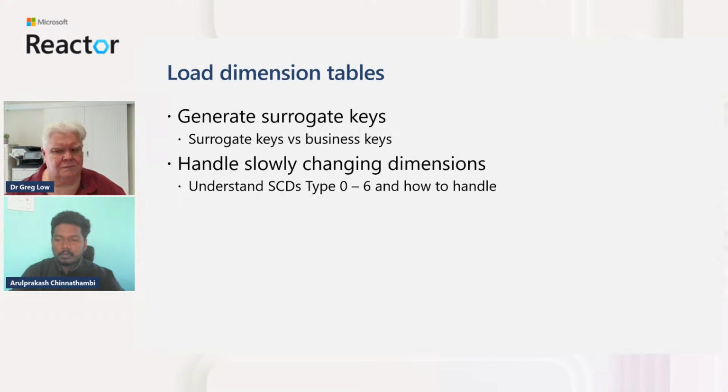And also we have slowly changing dimensions, which evolve over time, but at a slow pace and unpredictably. We have several slowly changing dimension types in our data warehouse, with type 1 and type 2 being the most frequently used.